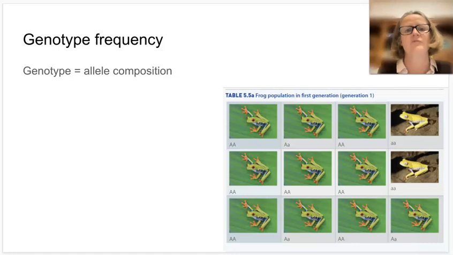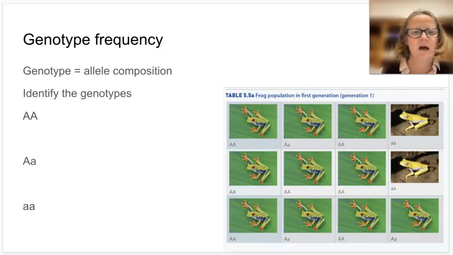For genotype frequency, we have to understand what the word genotype means. So we need to look at the allele composition. And if you look carefully, you can see underneath each picture, there is an allele composition there, 2 letters that make up the genotype. And there are 3 options for genotype.